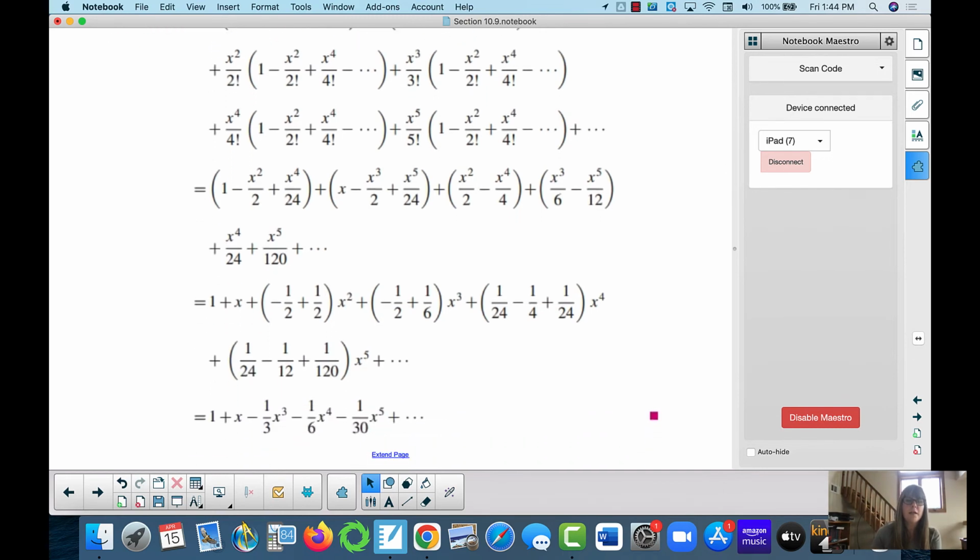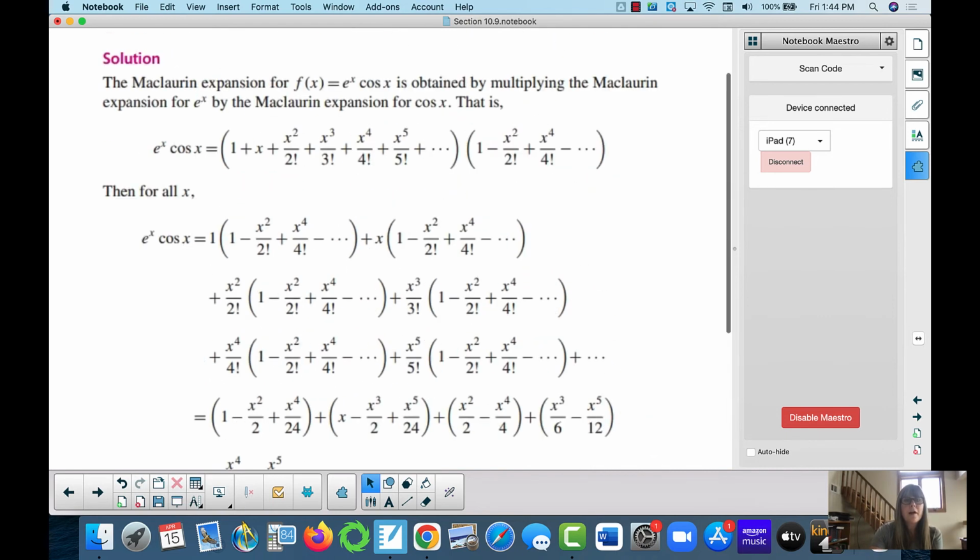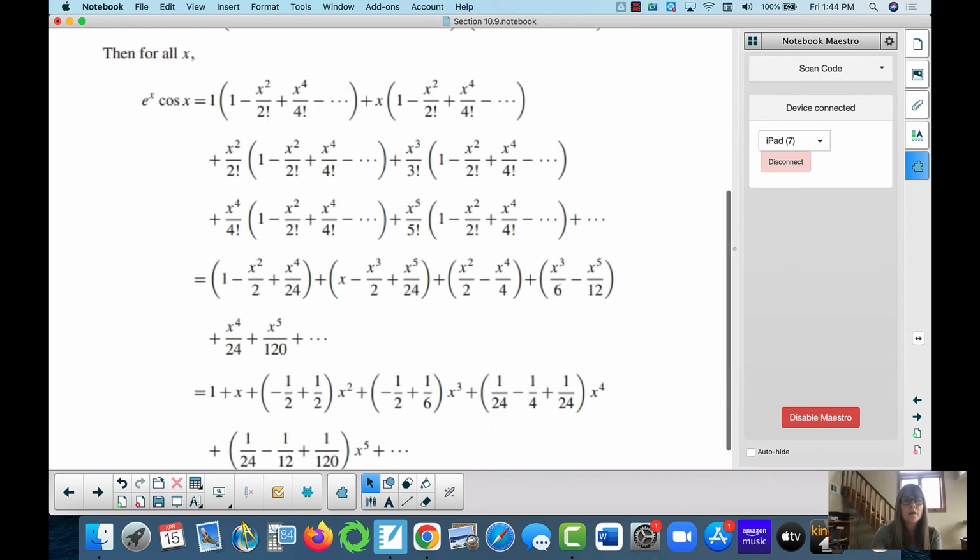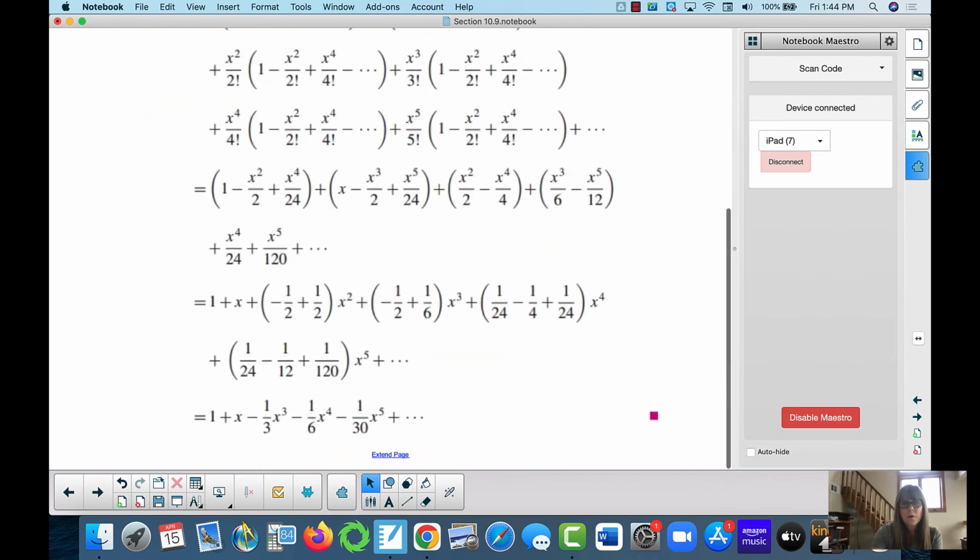And finally, they combined like terms, got common denominators for those fractions to combine the coefficients of all the like terms, and ended up with these for the first 5 terms. So these are the first 5 terms. So if I want to know what e to the x cosine x, if I want to evaluate that at a certain number, I can use this partial sum to estimate. I can plug in a number for x, and I can estimate what that value is.